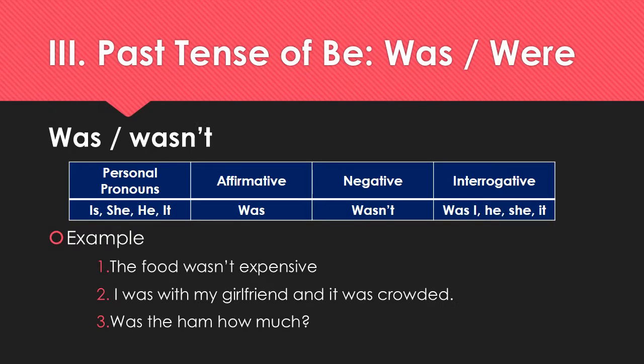Number 3, past tense of be, was or were. In was or wasn't, the personal pronouns are I, she, he, it. In affirmative form, use was. Negative form, use wasn't. In interrogative form, use was and after it the personal pronouns. For example, the food wasn't expensive. I was with the girlfriend and it was crowded. Was the ham how much?